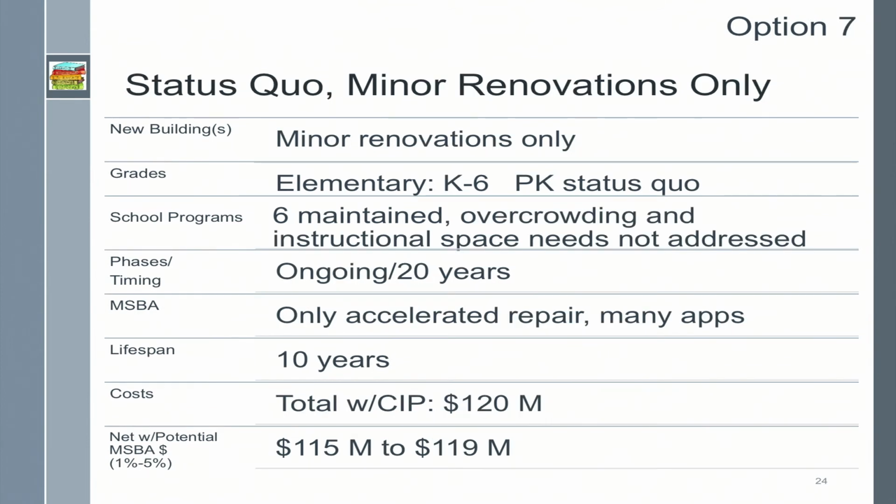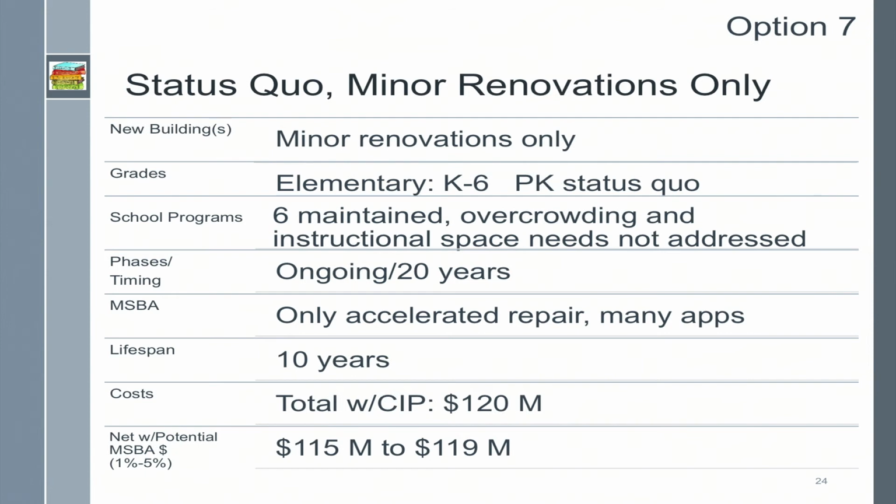Lastly, option 7. All of the schools would receive minor renovations and continue with their current programs. The elementary schools would remain K-6 programs, and the pre-K programs would remain as they are in Acton and Boxborough. The 6 current elementary school programs would be maintained, but this option would not address the overcrowding and instructional space needs at each of the elementary programs. The renovations would be ongoing at the schools over 20 years.